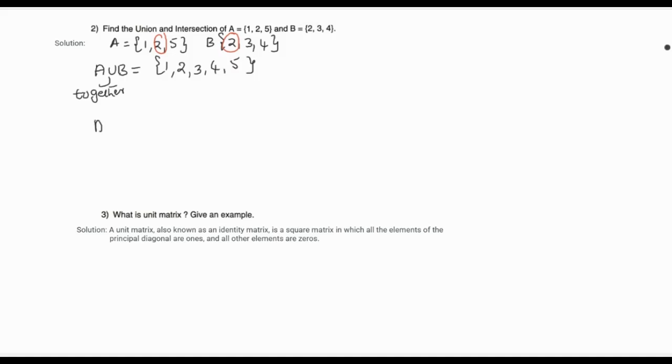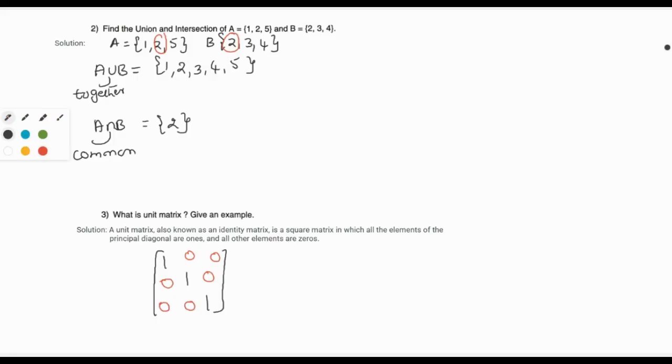Then A intersection B. Intersection is nothing but common. Selecting the common element from A and B. What is common? 2 is common. Moving with the next question, what is a unit matrix? Give an example. A unit matrix, also known as identity matrix, is a square matrix in which all the elements in the principal diagonal are 1 and all other elements are 0. Then this is called a unit matrix.